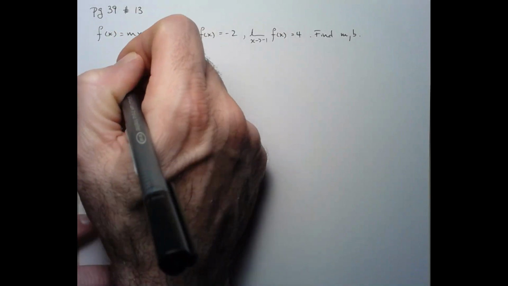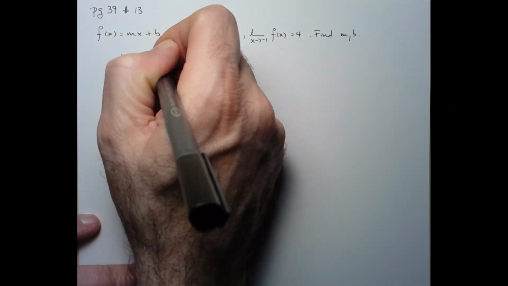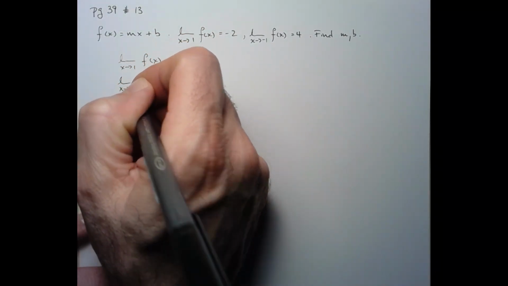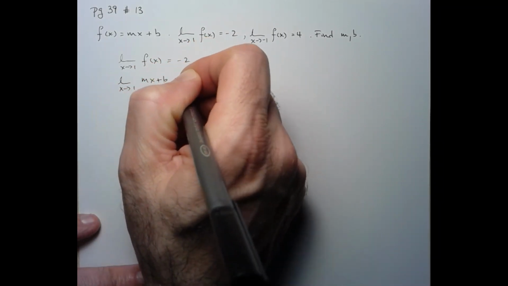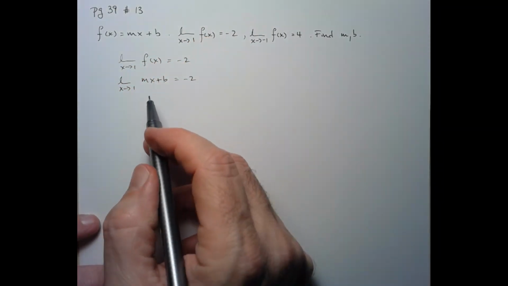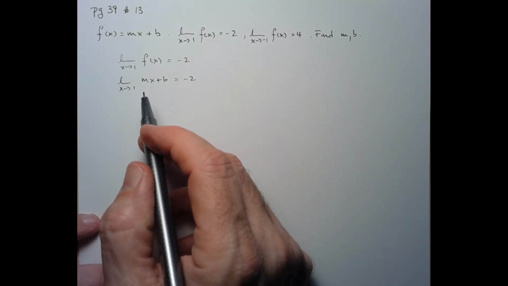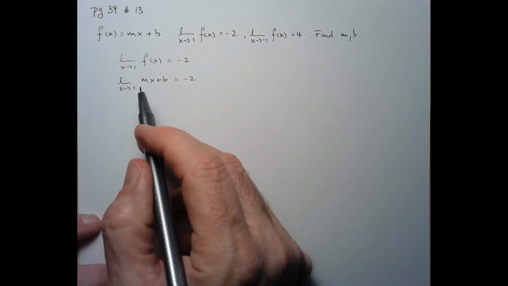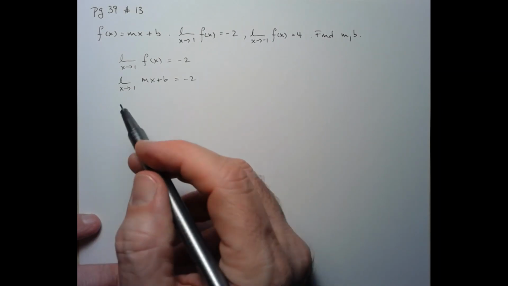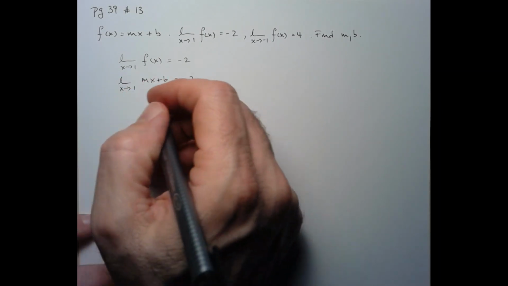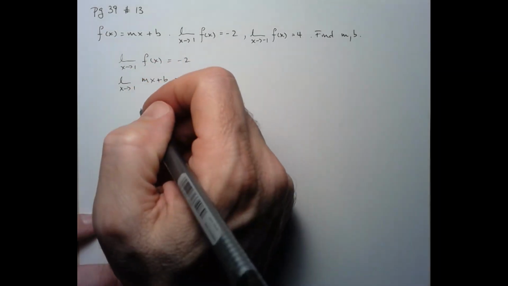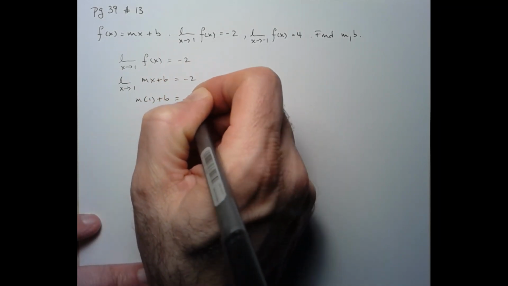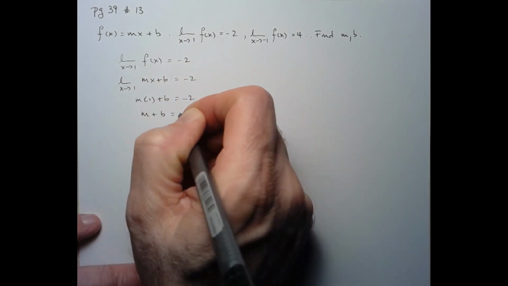It says the limit as x approaches 1 of f(x) is equal to -2. But I know what f(x) is: f(x) is equal to mx + b. Because this is a linear function, I know it's continuous, so the limit exists, and it's just going to be equal to whatever the function value is at x = 1. Again, we can say that because we know lines are always continuous. So I just have to put in x = 1, and that's just m times 1 plus b is equal to -2, and I end up with this equation.